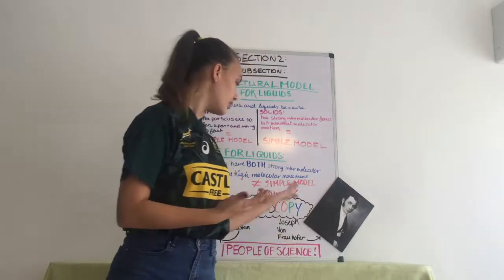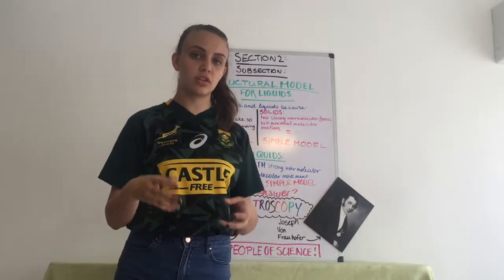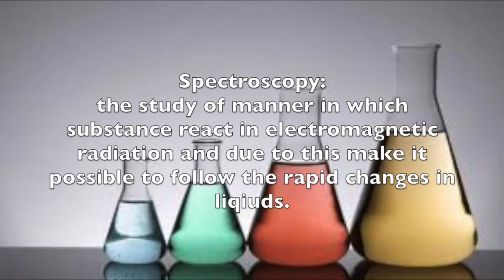But von Fraunhofer took the research that Isaac Newton did and created spectroscopy, and the definition is going to be on the screen now. Spectroscopy is the study of the manner in which substances interact with electromagnetic radiation, which makes it possible to follow the rapid changes that occur in liquids. By seeing those changes through spectroscopy, they can understand and make structural models for liquids.